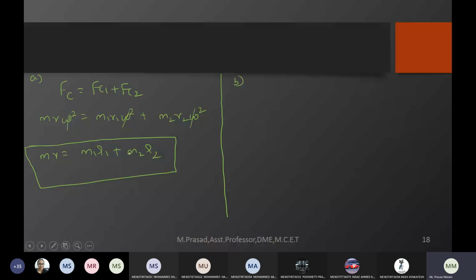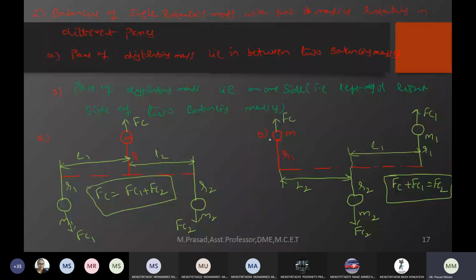In the second case, the disturbing mass is on one side and the balancing masses are on the other side. Under this condition, what is my balancing equation? Can anyone tell me this equation, dear students? Can anyone give the equation for this?